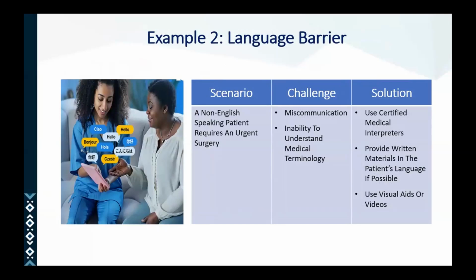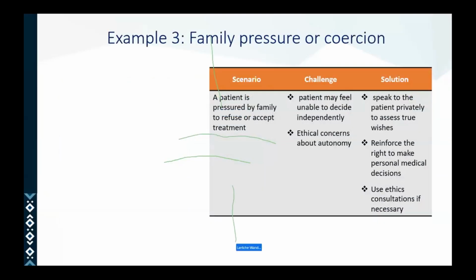The solution here is that you use certified medical interpreters to provide this information to them, provide written materials in the patient's language if possible, and then you use visual aids or videos, as you can see on the picture there. And then family pressure or coercion too could be another one.